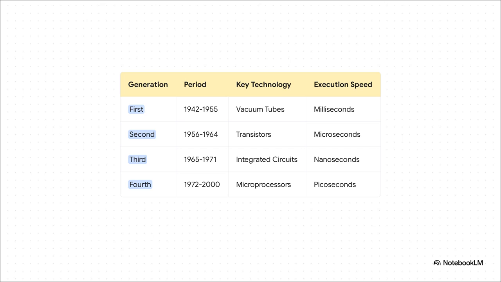Just look at this table. The jump in speed is staggering. The first generation, with vacuum tubes, measured things in milliseconds. By the fourth generation, with microprocessors, we're working in picoseconds. Now, to put that into perspective, there are as many picoseconds in 1 second as there are seconds in over 31,000 years. With each generation, the speed didn't just get a little better, it jumped into a whole new reality.